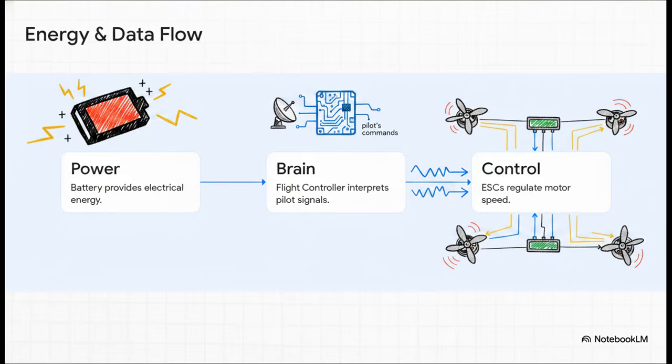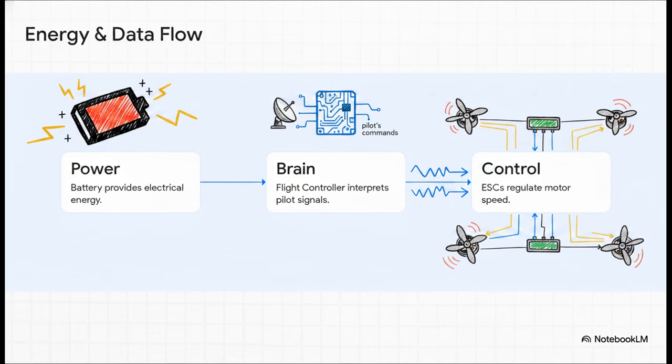Now, let's trace the flow of energy. How does the brain talk to those muscles? Step 1. Your LiPo, or lithium polymer battery, provides all that lightweight, raw electrical juice. Step 2. The flight controller, the literal brain of the operation, takes in your commands from the transmitter. Step 3. That brain rapidly talks to the ESCs, the electronic speed controllers.